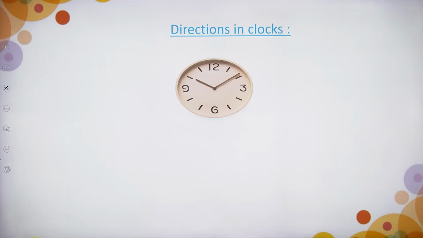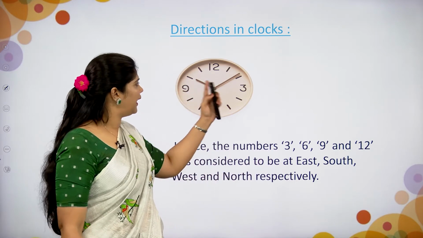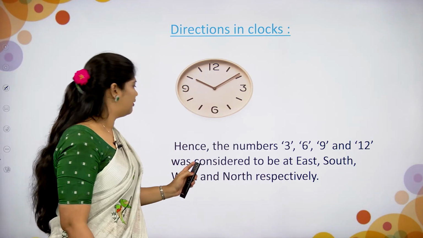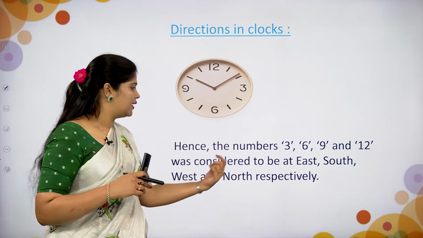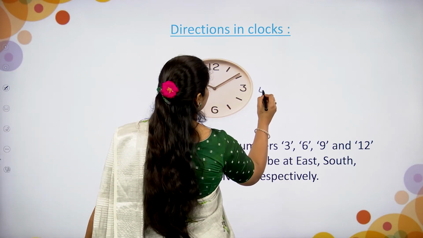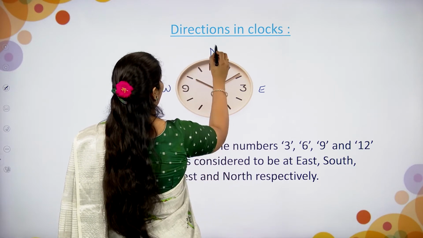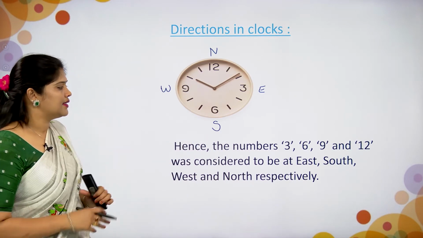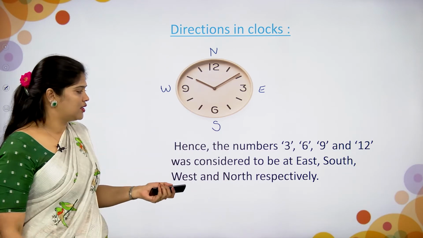Yes. Next, directions in a clock. In the clock, the numbers 3, 6, 9 and 12 are considered to be east, south, west and north. See, this is east, this is south, this is west and this is north. Hence the numbers 3, 6, 9, 12 are considered to be east, south, west and north.